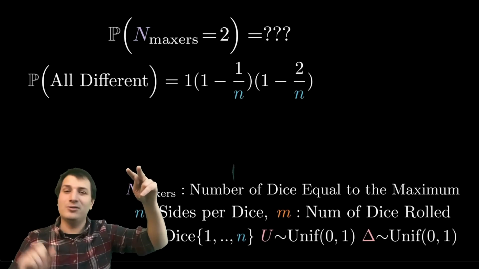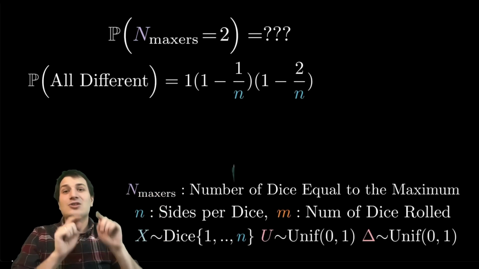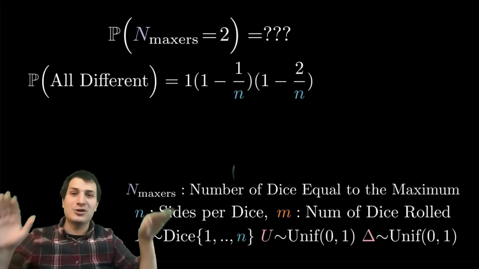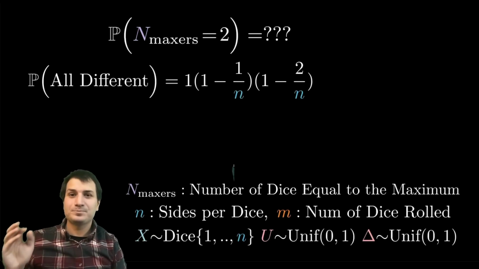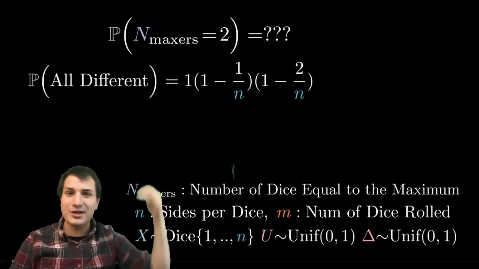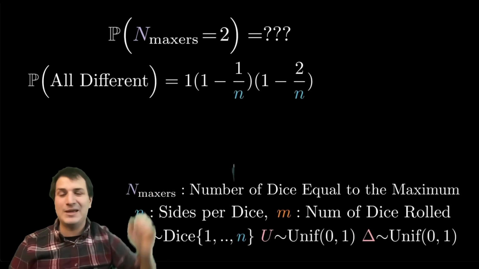There's already two people in the room. So when the third person walks in, there's a 2 out of n chance of sharing a birthday and a 1 minus 2 out of n chance that the third person also has a unique birthday. So every time somebody walks in the room, you get this extra factor of 1 minus something over n, where something is the number of people that are in the room.